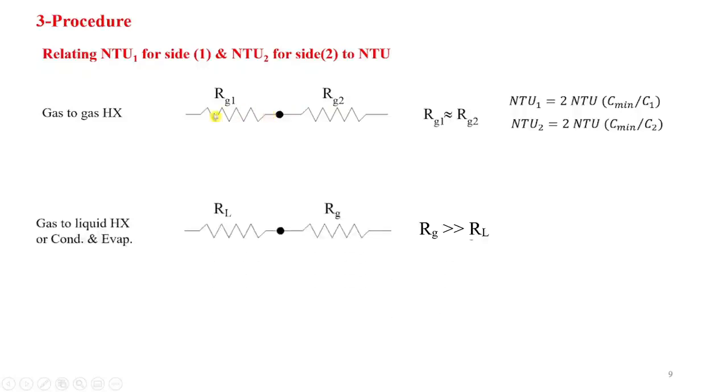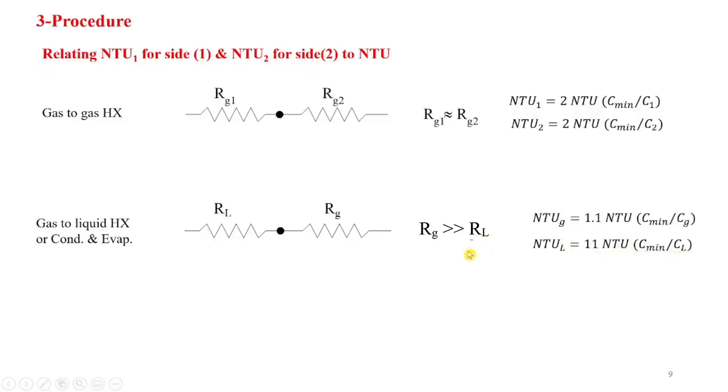For the case if we have a liquid and a gas, we know that the resistance for a gas is much greater than the resistance of the liquid. And so actually we can go back and substitute and find out how much is the number of transfer unit for the gas in terms of the number of transfer unit for the whole heat exchanger. It's going to be 1.1 NTU for the whole heat exchanger multiplied by C minimum divided by C gas. And the number of transfer unit of the liquid side is going to be 11 NTU multiplied by C min divided by C liquid.